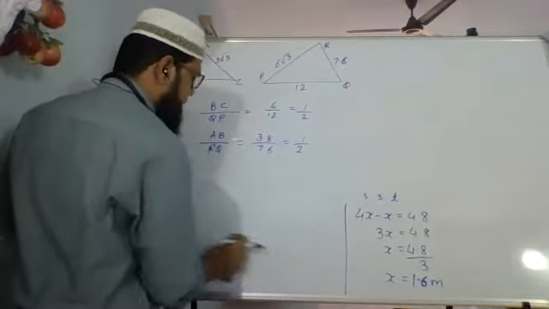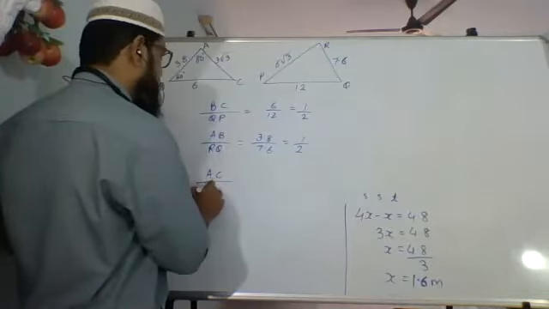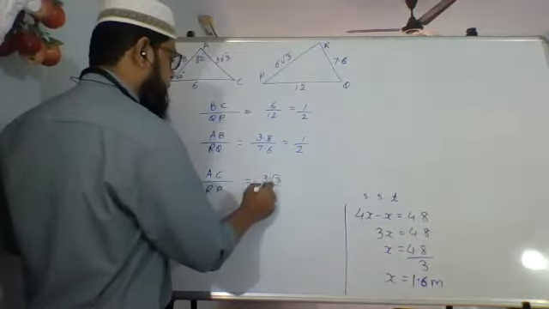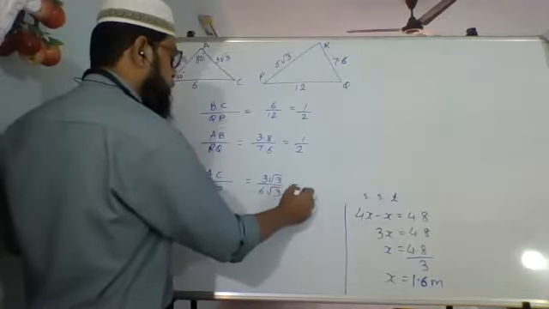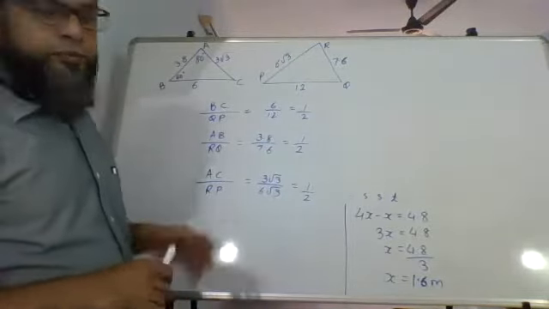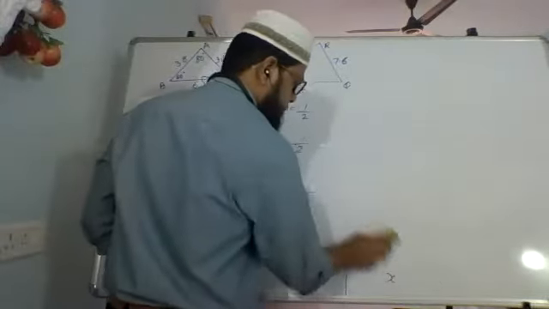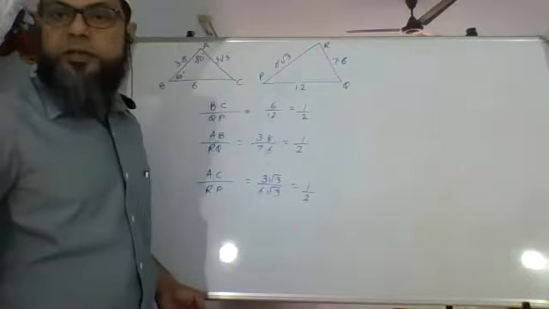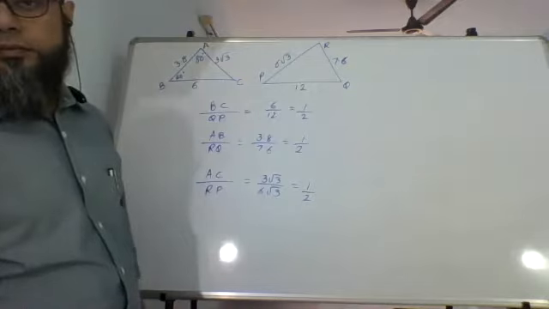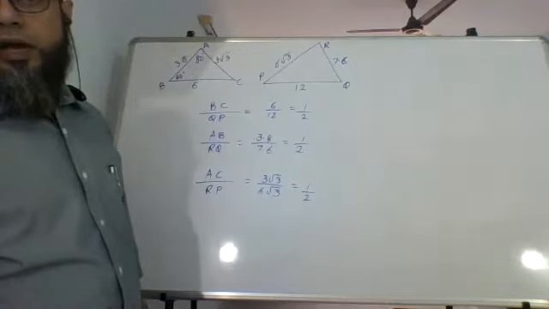And the third side that is there, that is AC. AC upon RP is 3√3 upon 6√3, which is also 1 upon 2. Till here, are we clear? Kihan? Till here, any doubts? If this is clear, then we'll proceed further. Till here, Kihan? Kihan is gone. Okay, she's back. So are we clear, Kihan, till here?